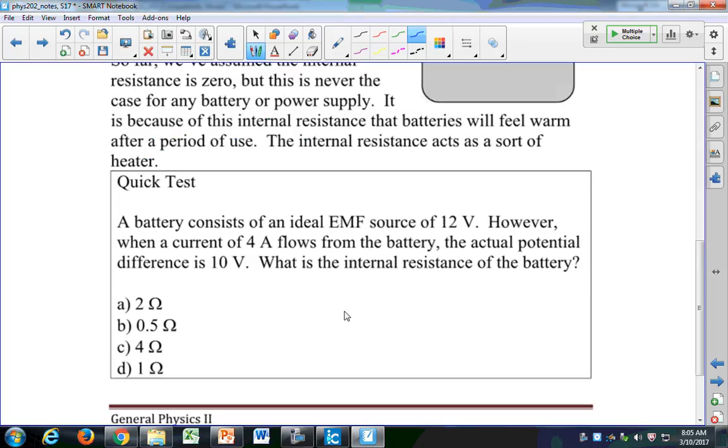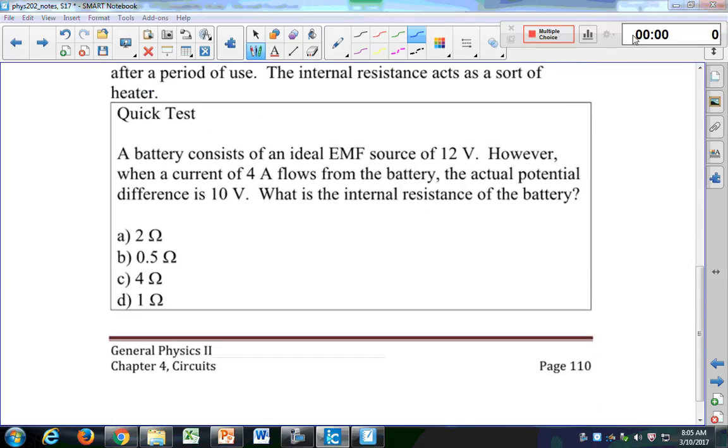All right, let's try this quick test. My battery consists of an EMF source, 12 volts. However, when I have 4 amps coming out of the battery, I really only get 10 volts. What is the internal resistance?